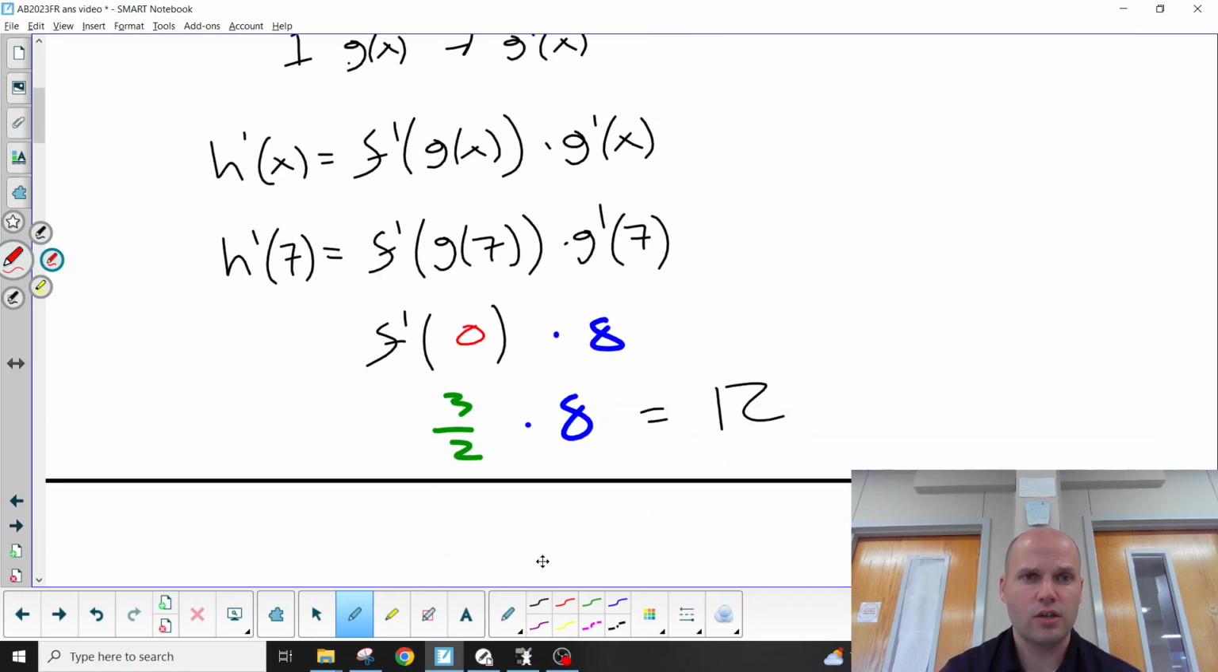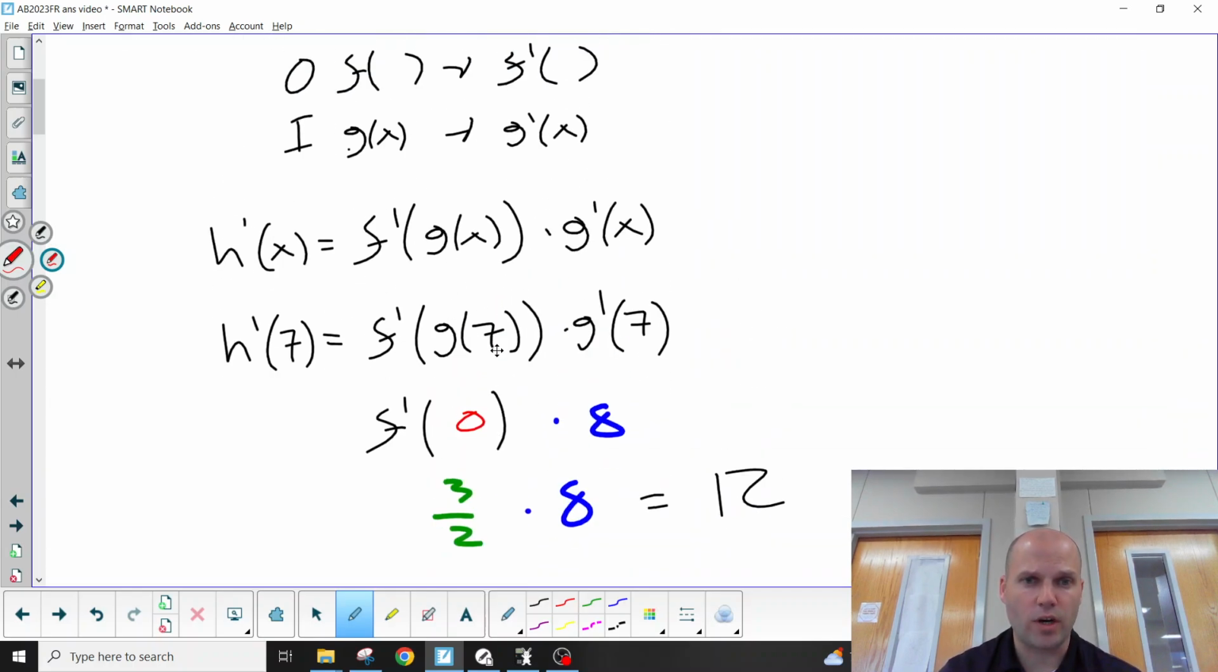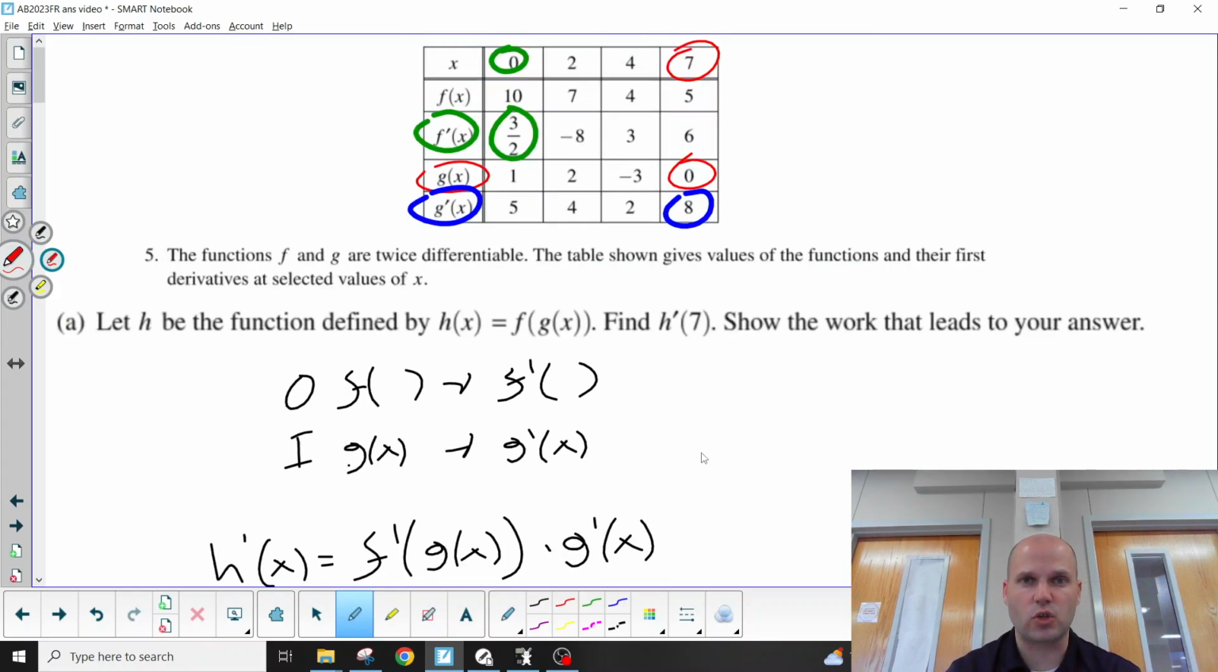I'm going to plug in 7. Just making sure I work inside out. I need to do g of 7 times f prime of g of 7, or g of 7 and then f prime of g of 7, g prime of 7. I get the answer 12.